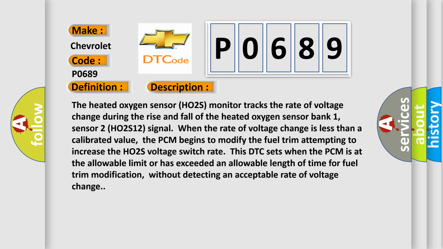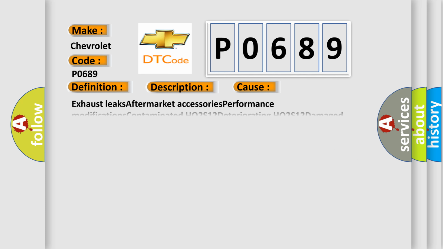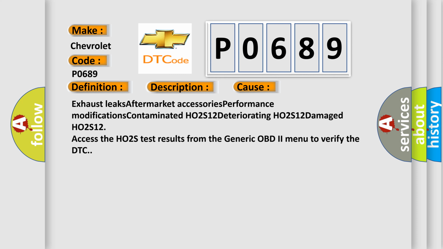This DTC sets when the PCM is at the allowable limit or has exceeded an allowable length of time for fuel trim modification, without detecting an acceptable rate of voltage change. This diagnostic error occurs most often in these cases: exhaust leaks, aftermarket accessories, performance modifications, contaminated HO2S12, deteriorating HO2S12, damaged HO2S12. Access the HO2S test results from the generic OBD2 menu to verify the DTC.